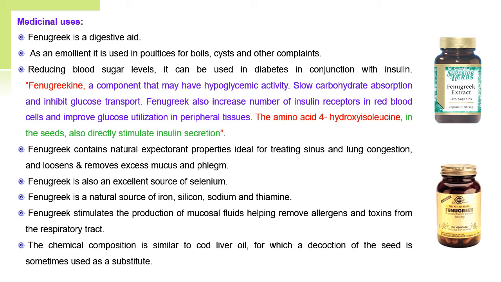It is a natural source of iron, silicon, sodium, and thiamine. Also, fenugreek stimulates production of mucosal fluid, helping to remove allergens and toxins from the respiratory tract. The chemical composition of fenugreek is similar to cod liver oil, for which a decoction of the seed can be used as a substituent for cod liver oil.